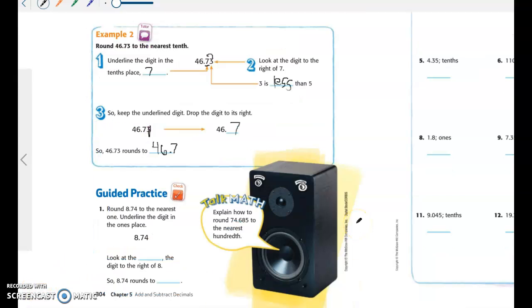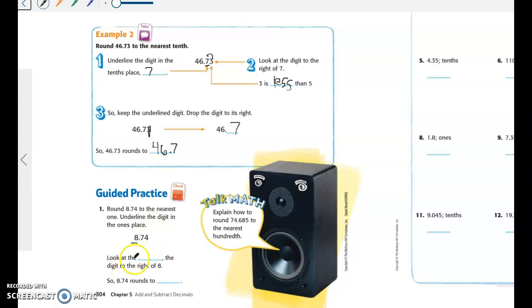Underline the digit in the ones place. Okay, Jennifer, so you read round 8.74 to the nearest 1. Underline the digit in the ones place. So which is my digit in the ones place? 8, right? 8 is my digit in the ones place. Remember, my 7 is in the tenths, and my 4 is in the hundredths, okay?